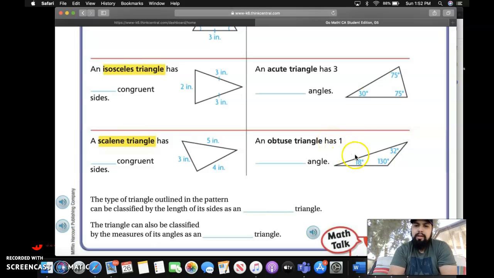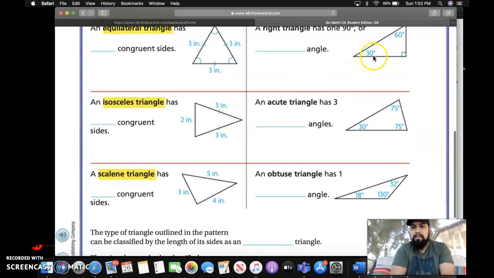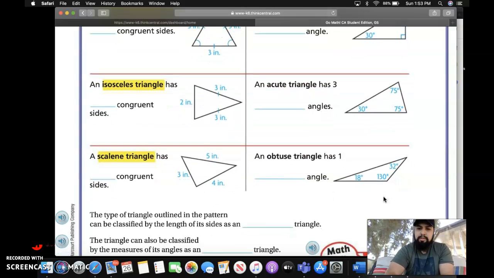And then if we look down here, we have an obtuse triangle, and it has one obtuse angle. Which one's the obtuse angle? If you said this one, then you're correct, 130. What makes it obtuse? The fact that it is greater than 90. If we look over at this one, it's a right angle, straight up and to the side, perpendicular. That makes it 90 degrees. This one is stretched out even more, which makes it obtuse, 130 degrees. So it'll only have one obtuse angle. It can't have more than one obtuse angle.